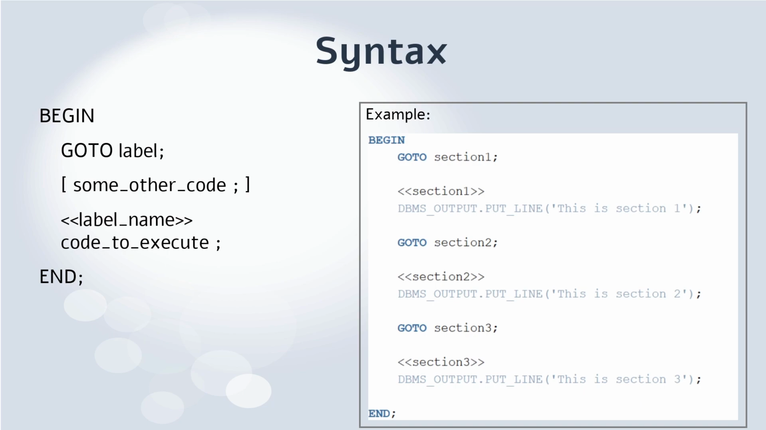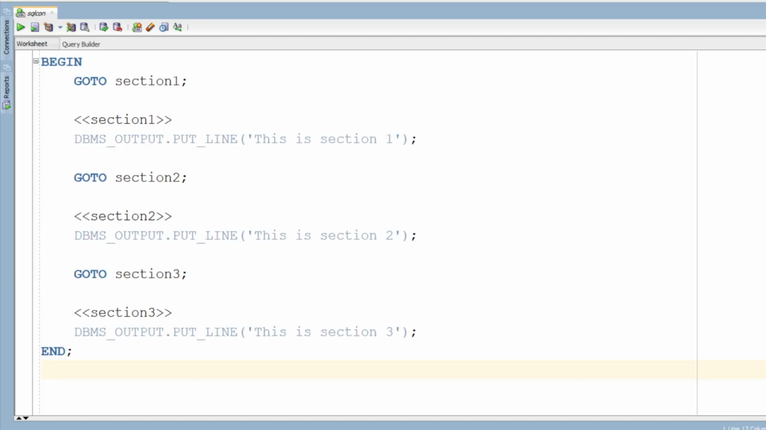Here you can see the example of the GOTO statement. I will explain this example in the practical overview. Let's check the GOTO statement example practically. Here at the first line we have the GOTO section1 statement. So here we want the control to jump to the section1 label. Control will jump to the section1 label and will execute the statement which is after the section1 label.